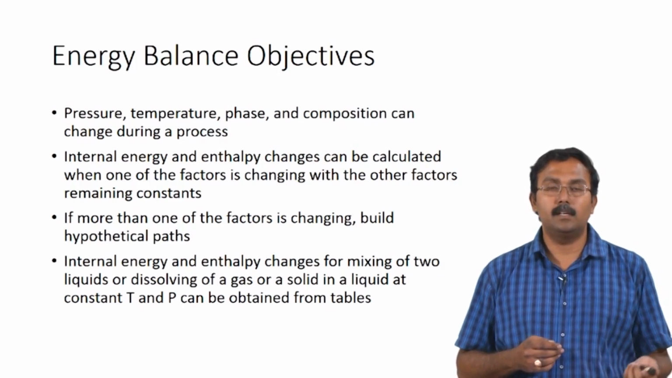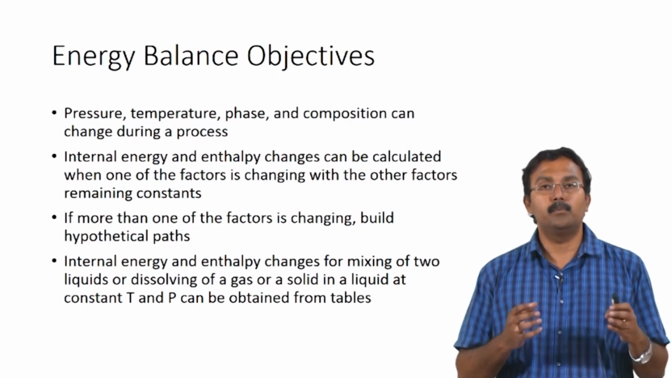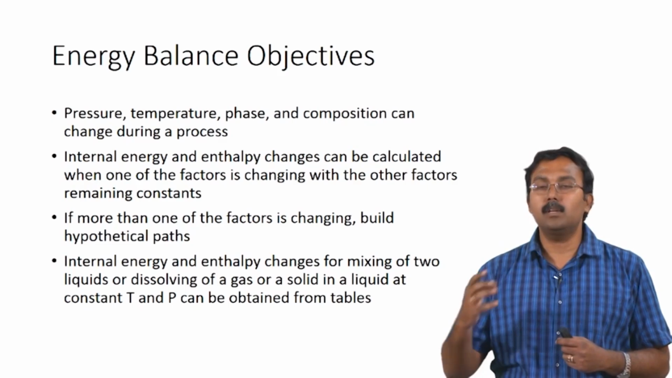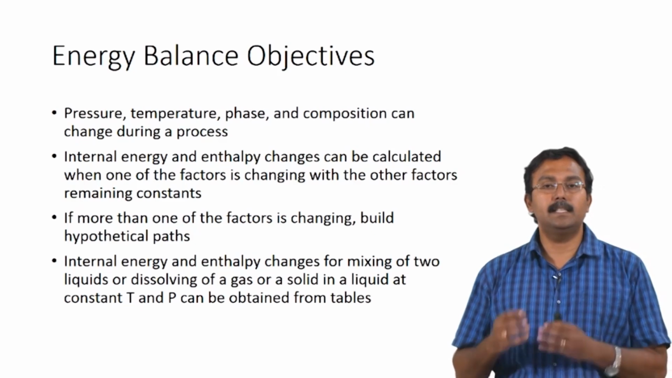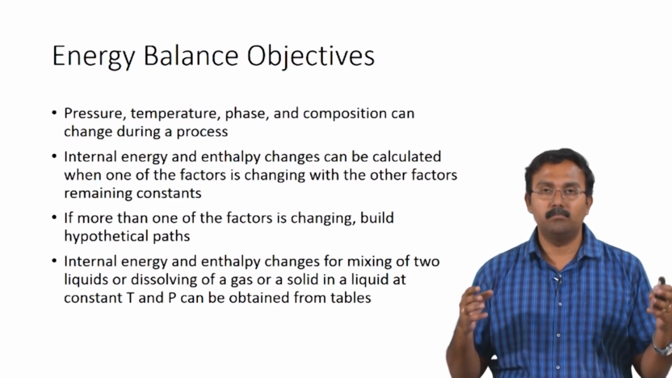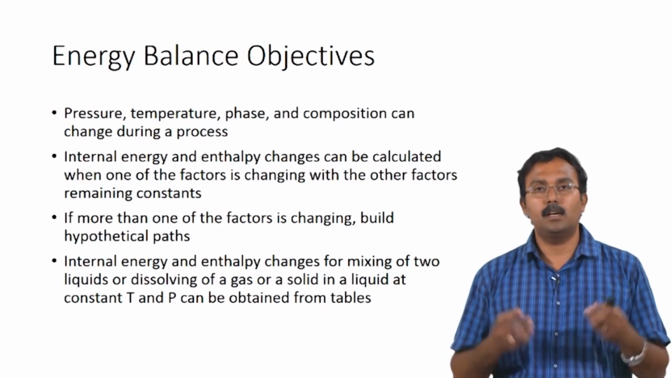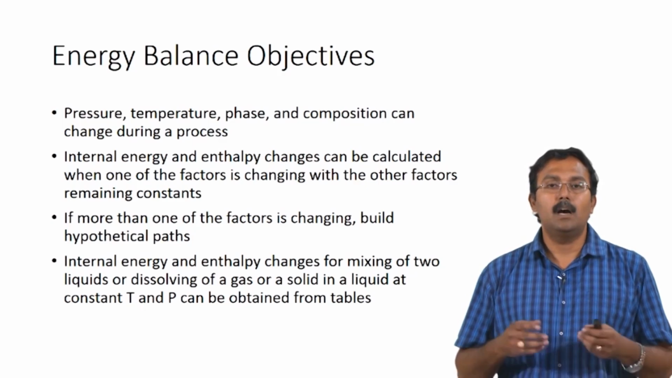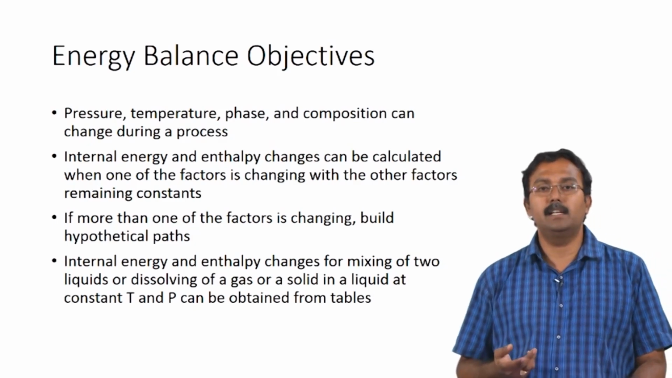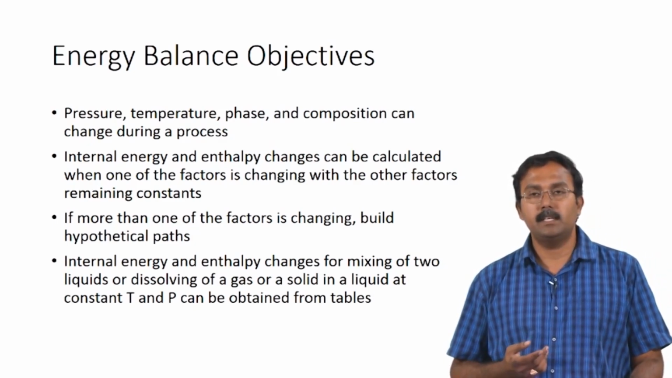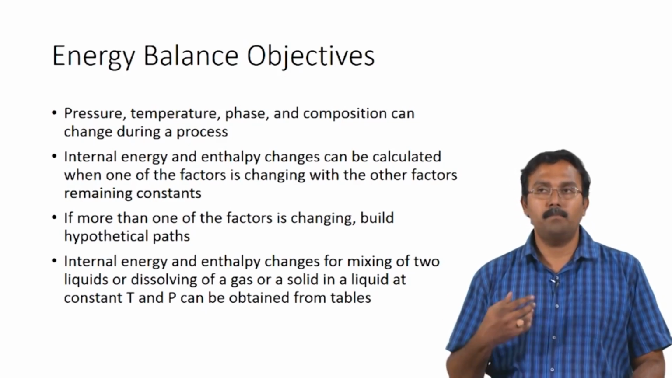So, either using correlations or formulae or using tables, and you find the summation of this, it will give you the total change in enthalpy for the actual process which you are looking at. So, you can also have internal energy and enthalpy changes when there are two components mixing. If the components are ideal gases or similar liquids, you can ignore this. However, for dissimilar liquids, or when you have a gas or a solid dissolving in a liquid at a constant temperature and pressure, you would have to account for enthalpy of mixing and solutions. This can be obtained from tables.